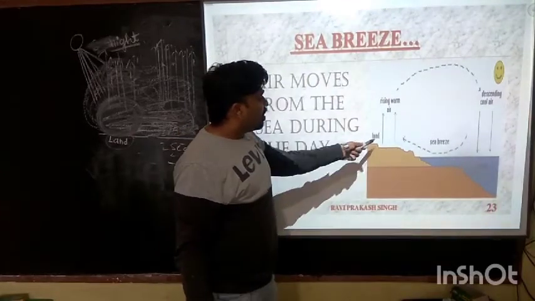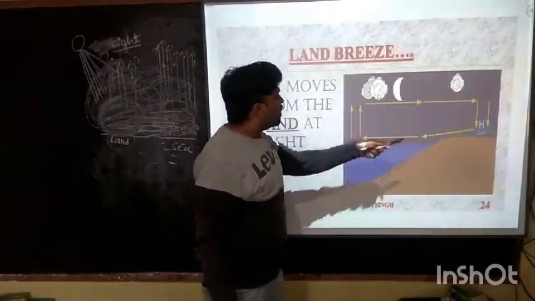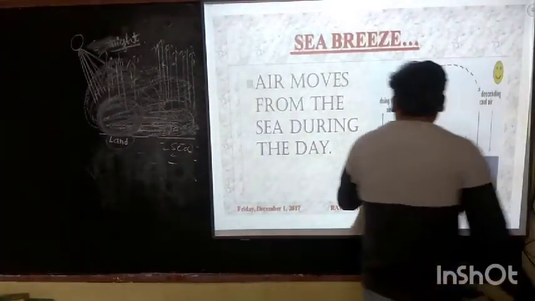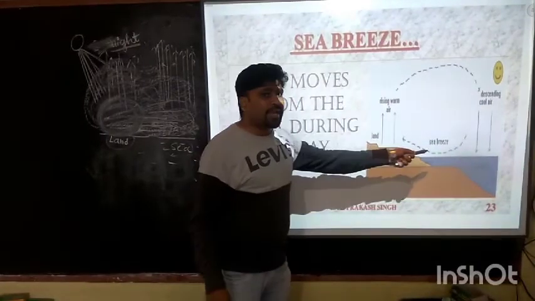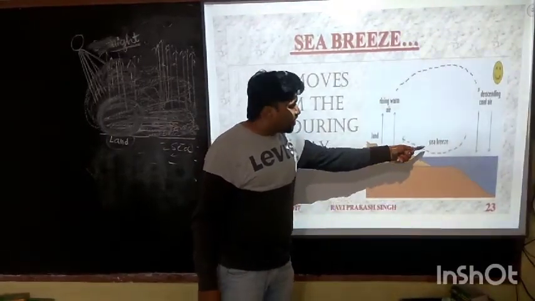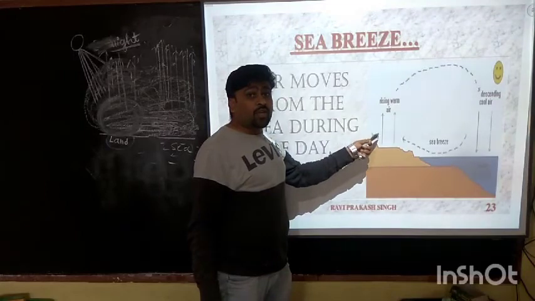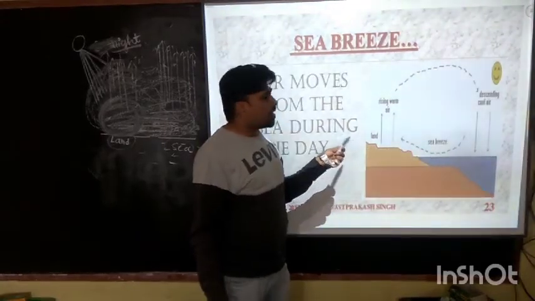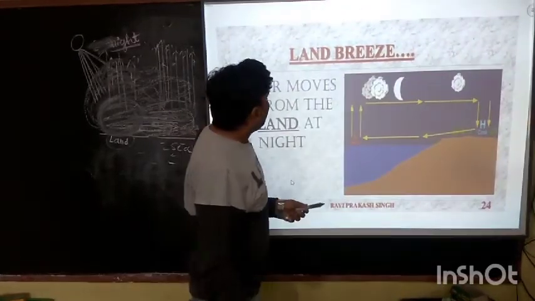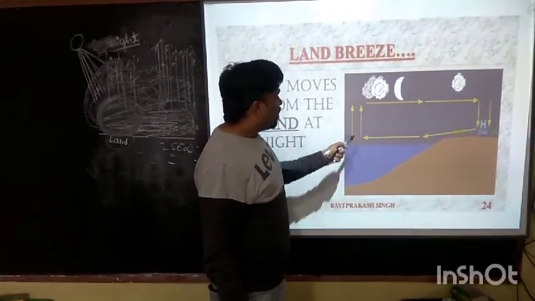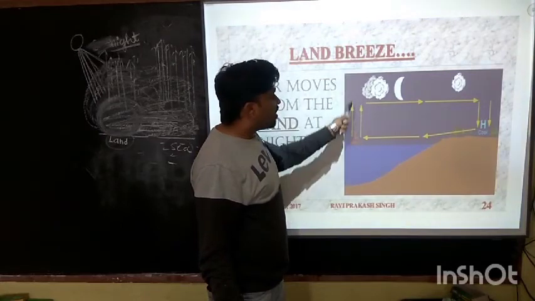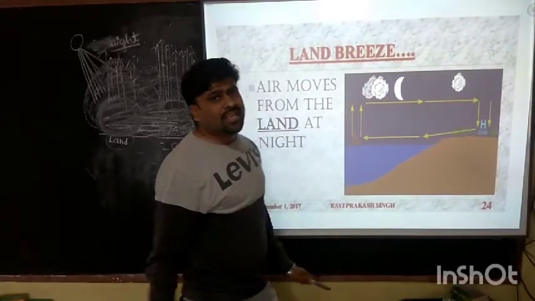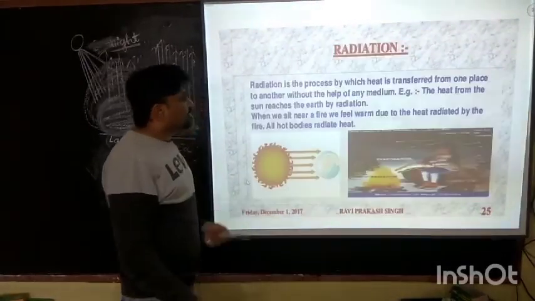We can know that regarding the land, the hot air rises up and the cold air above the sea level enters the land. Therefore we call it sea breeze. Clear? Then regarding the night, the hot air rises up and the cold air in the land enters the sea level. This we call land breeze.